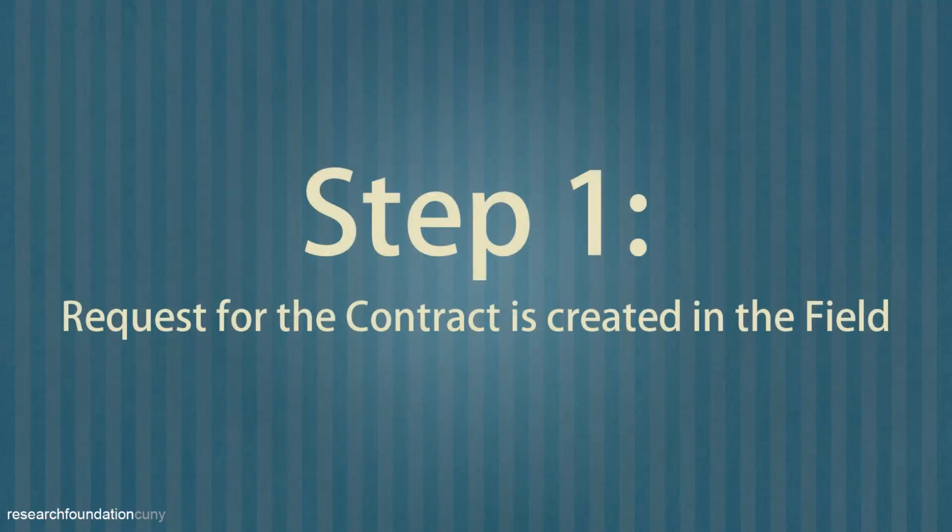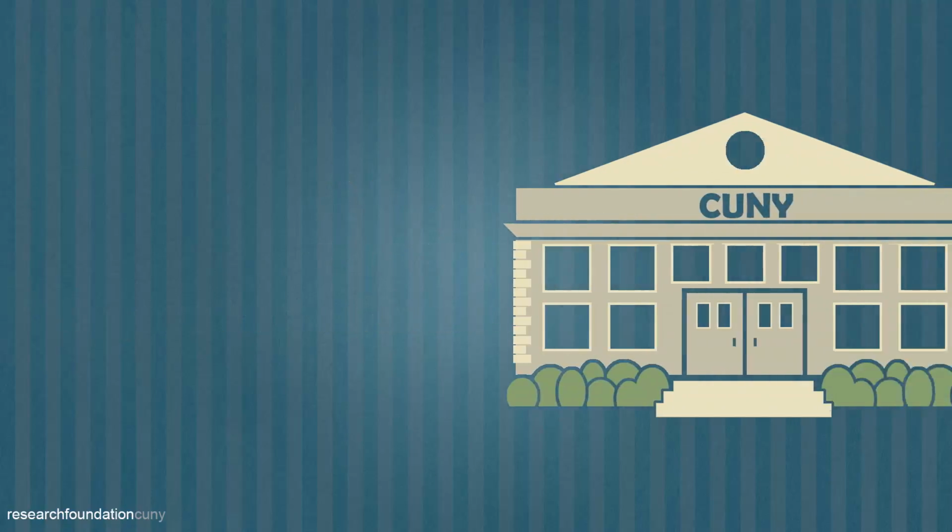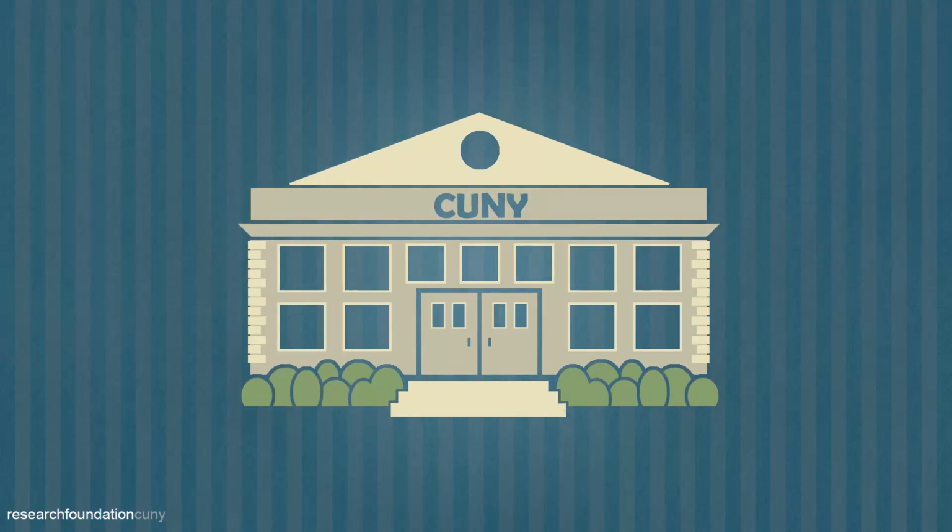Step 1. The creation of a request for a contract in the field. Now let's visit the field and see the beginning stages of a contract. This CUNY school plans to hire a contractor for work to be done. The principal investigator or preparer begin to build the contract. Once it is ready, a principal investigator can make a last-minute change or submit it on.